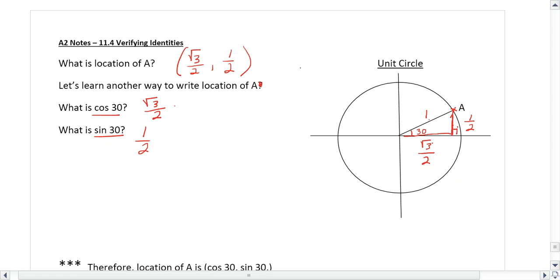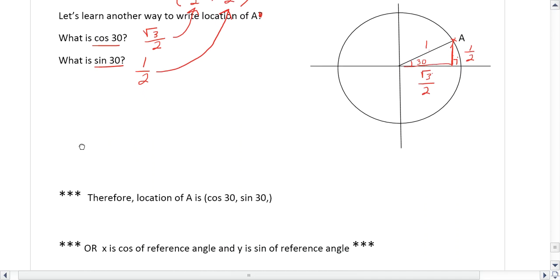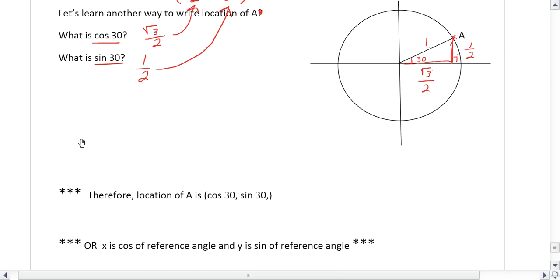Do you see that this x-coordinate is the cosine and the y-coordinate is the sine? So, like I said, this is just a new way to look at it. You knew this, but we never looked at it from this point of view before. Therefore, the conclusion we can come to is that the location of A is cosine 30, sine 30.